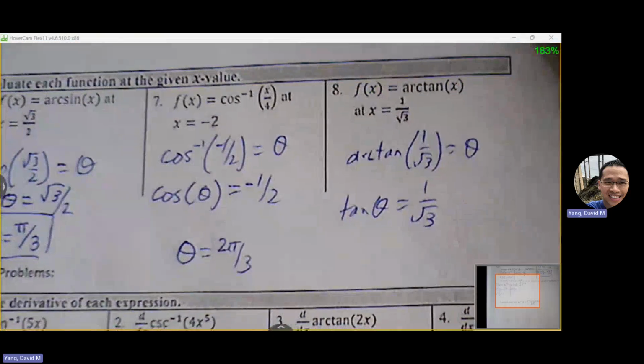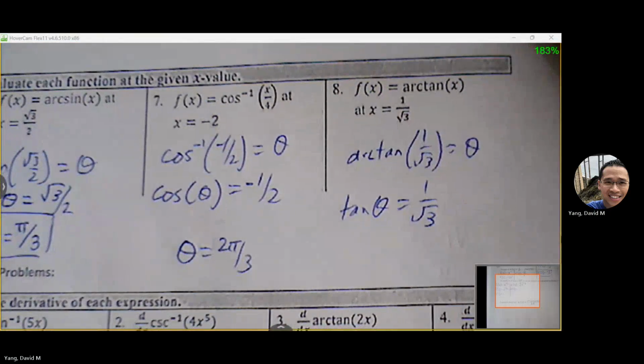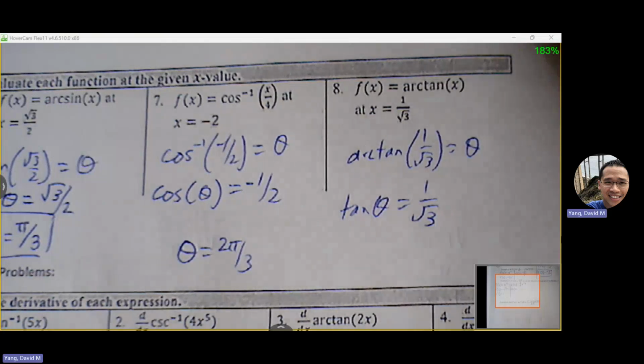Positive is always first quadrant, so 1 over root 3 is pi over 6.